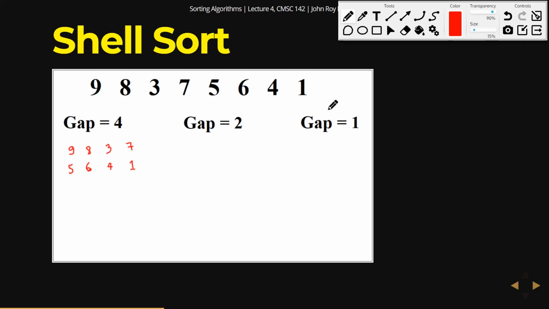And then we will sort each column separately. So if we sort this column, this becomes 5 and 9. This one becomes 6 and 8. This one remains 3, 4.